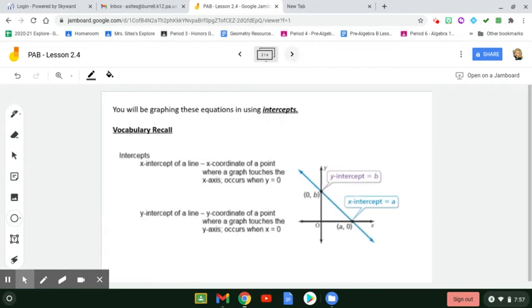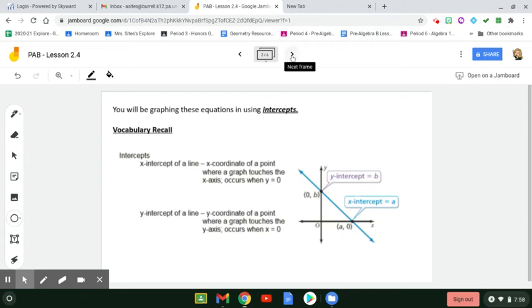Okay, so some things we need to remember. We're going to be graphing these equations using intercepts. An intercept, like we've used in the past, like a y-intercept, is the point where our graph crosses the y-axis. And words we're going to be using also would be an x-intercept. An x-intercept is the x-coordinate of the point where the graph touches the x-axis. So if I take a look at the blue line, the place where it's crossing the x-axis is at that point A. We don't know what that stands for yet, but it occurs when y is equal to 0. Likewise, on the y-axis, where our line crosses the y-axis, the x value is equal to 0, and that's where our line touches the y-axis.